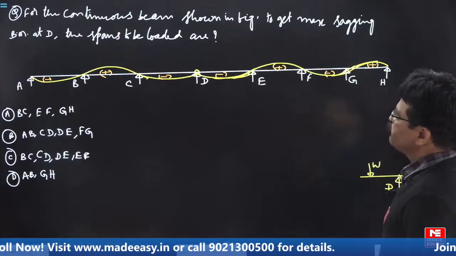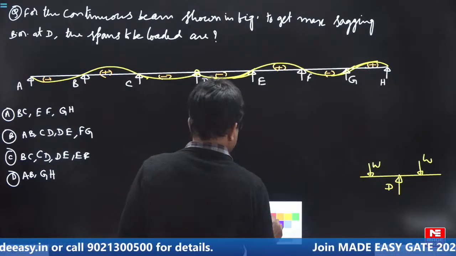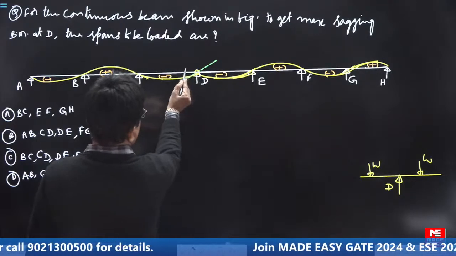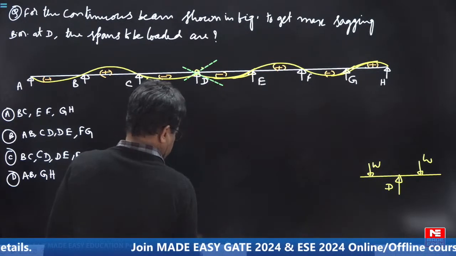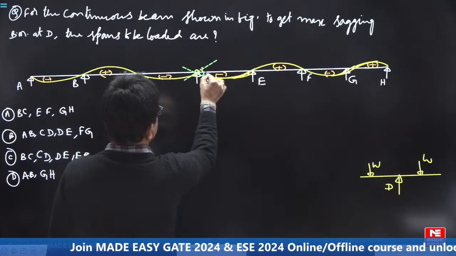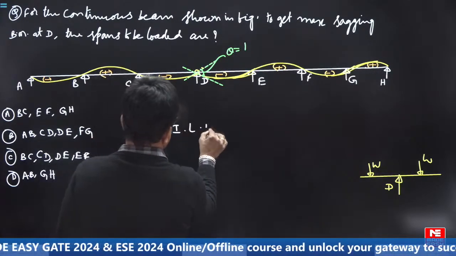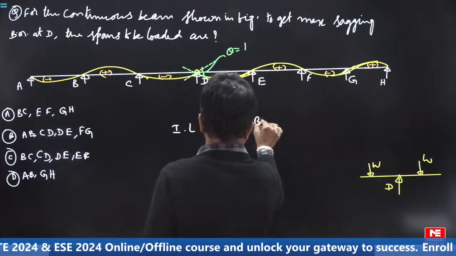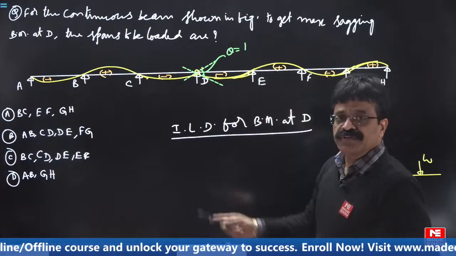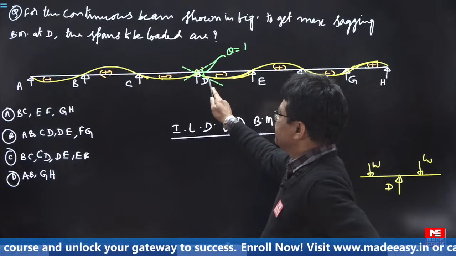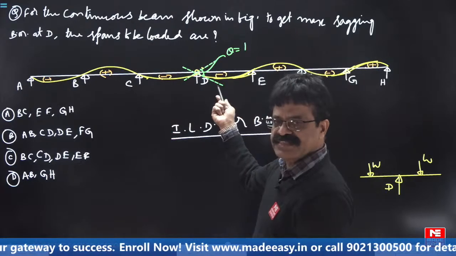So like this, such that the rotations here, here, if you drop the tangents, this theta will be 1. This is your ILD for bending moment at D. If you want to get maximum hogging bending moment at D, you must load adjacent spans and alternate spans. How do we know? ILD is telling like that.